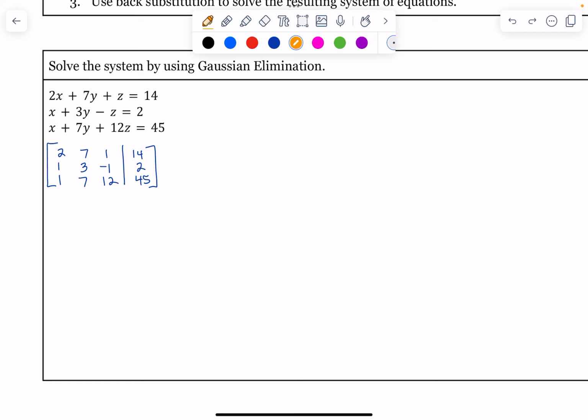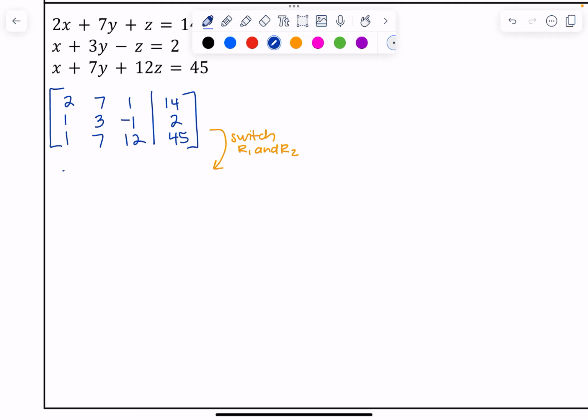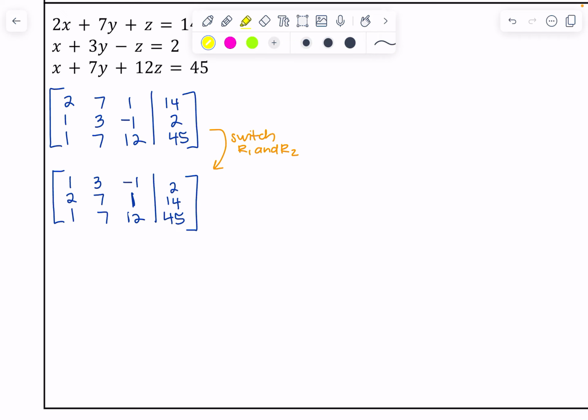So from this matrix to my next matrix, I'm going to switch row 1 and row 2 so I can get a 1 in that top left corner. Okay, so my new row 1 is going to be 1, 3, negative 1, 2. And my new row 2 is going to be 2, 7, 1, 14. And then I'm not changing my third row: 1, 7, 12, 45. Okay, so I have my desired 1 here. So I'm going to highlight that in pink so I remember that.